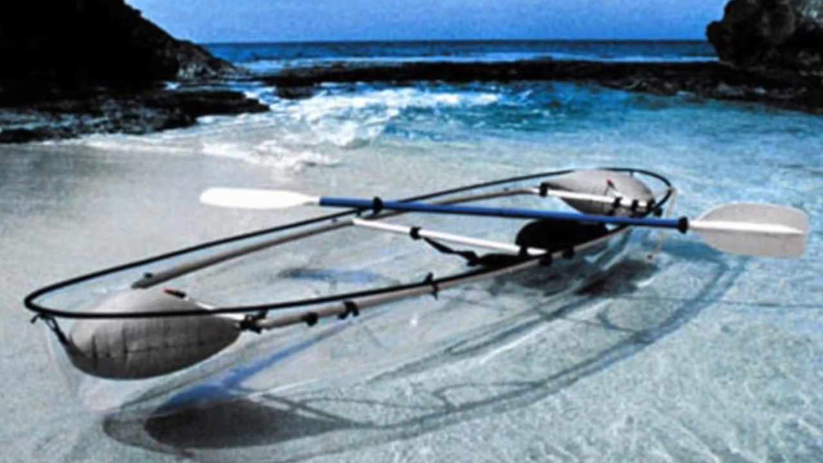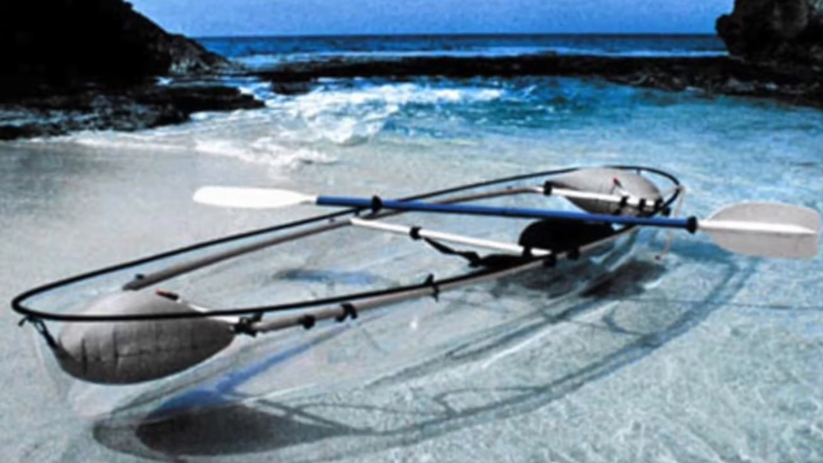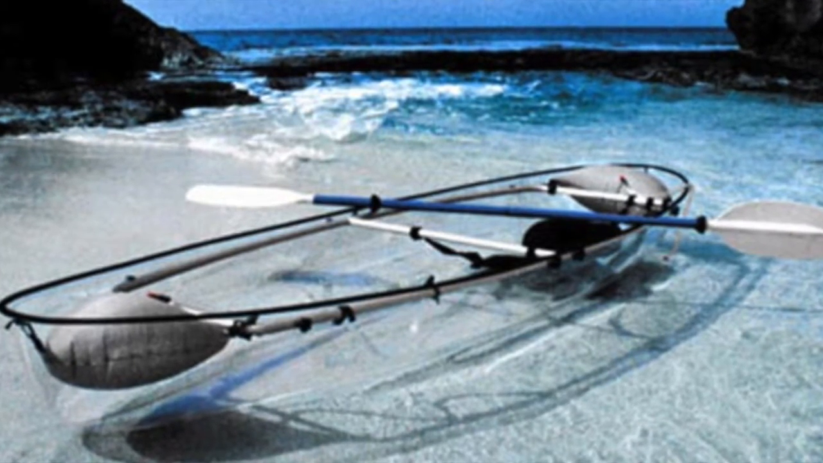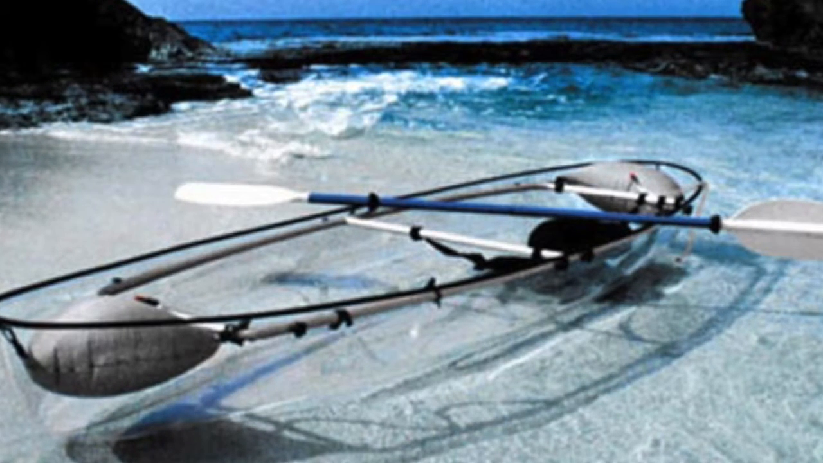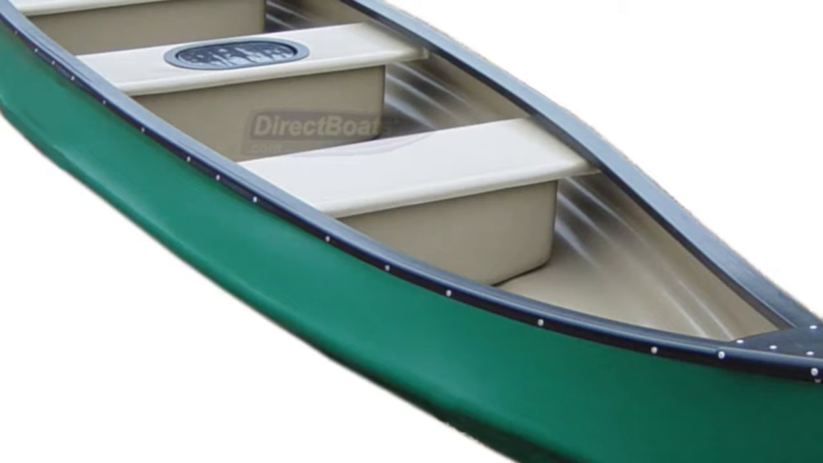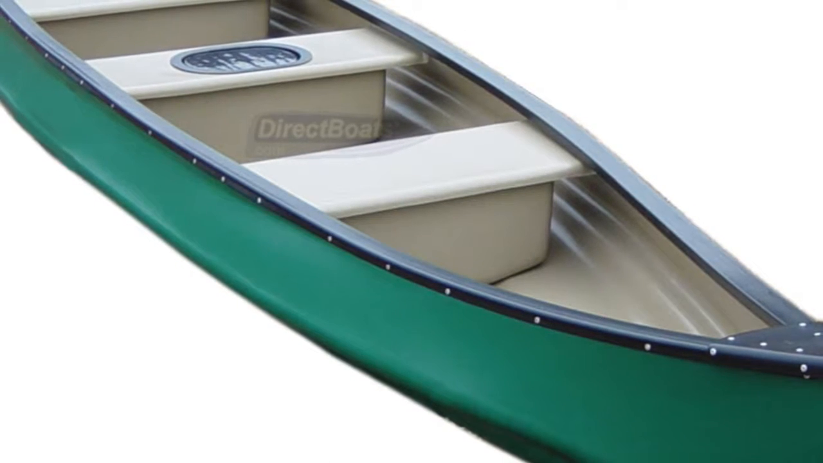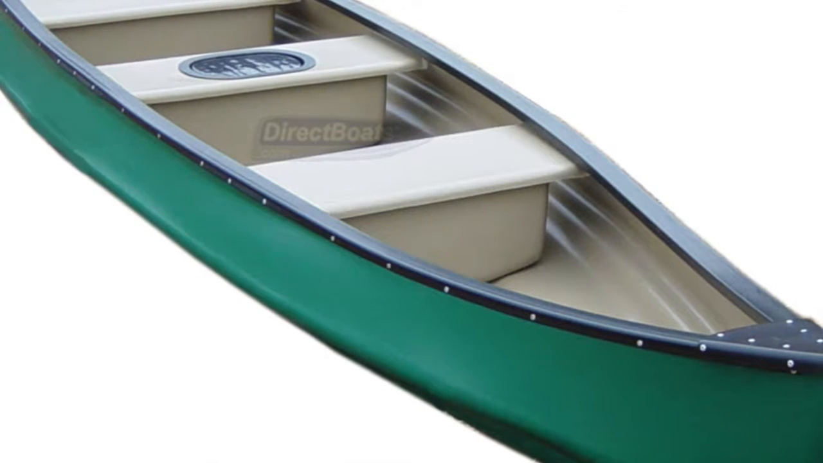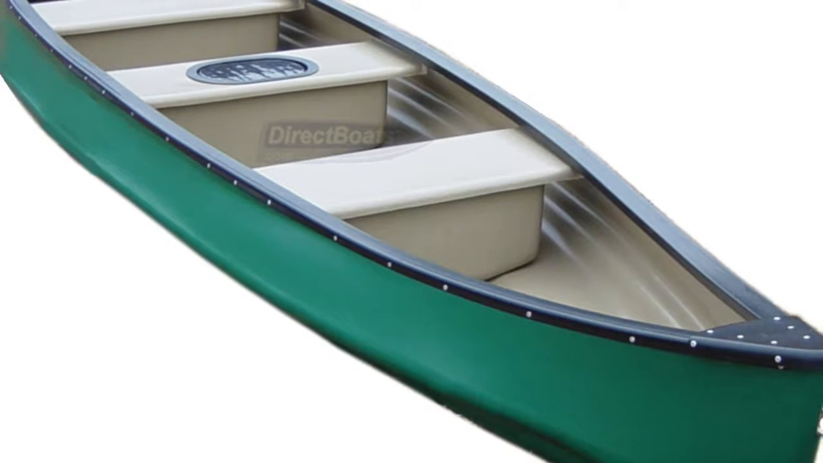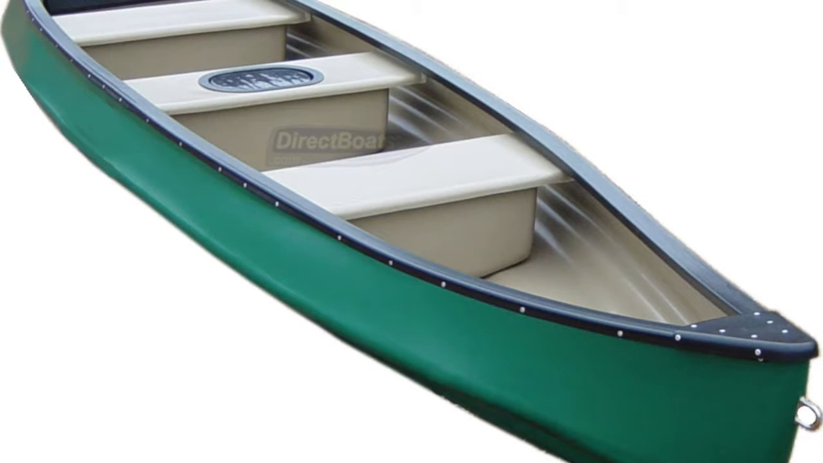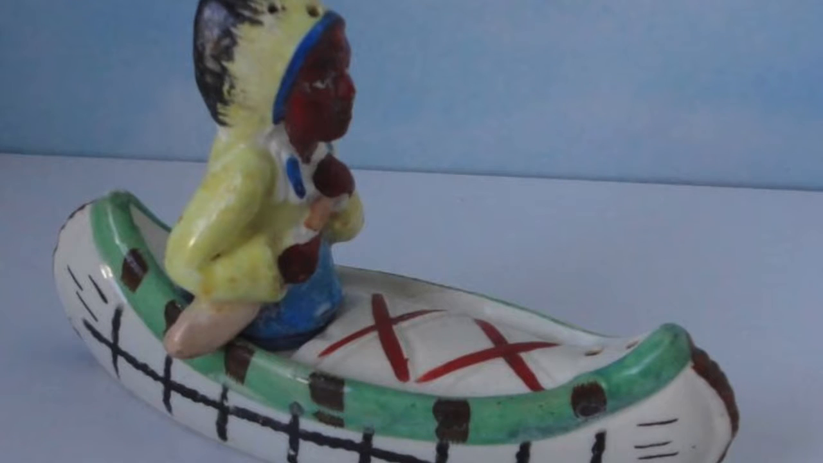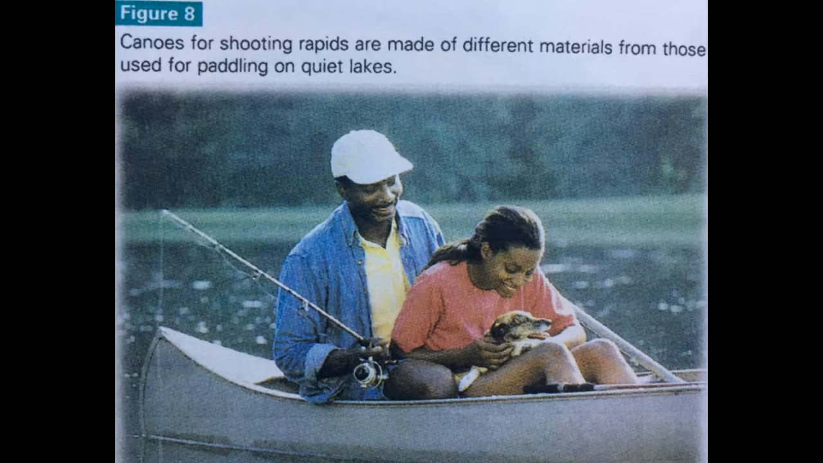Canoes for shooting rapids are made of different materials from those used for paddling on quiet lakes. Depending on whether you want to run rapids or just paddle on a lake, the new alchemists have given you a wide choice of materials. Research the various materials that are now used for different kinds of canoes. What are the benefits and drawbacks of each material? Having decided what kind of paddling you want to do on your imaginary canoe trip, choose the most appropriate canoe to buy.